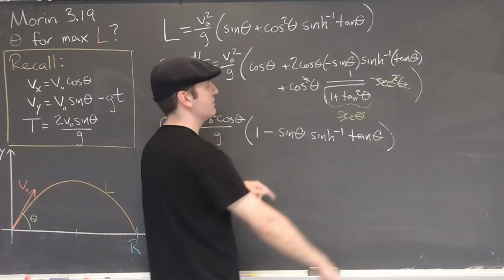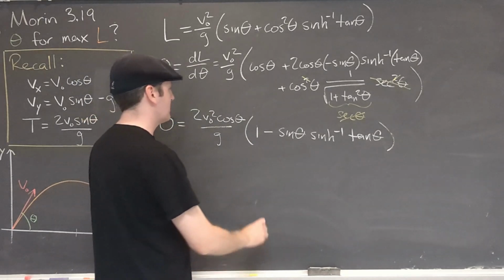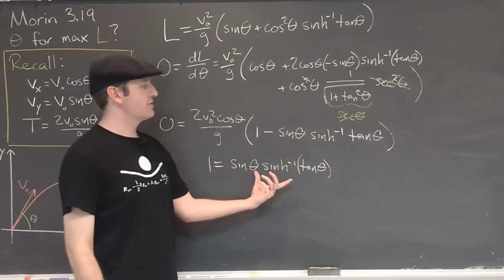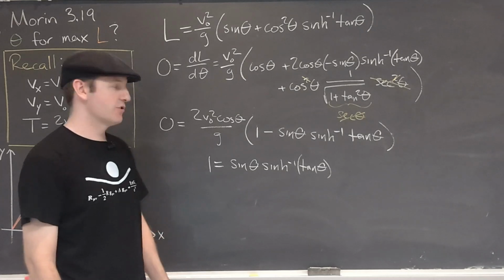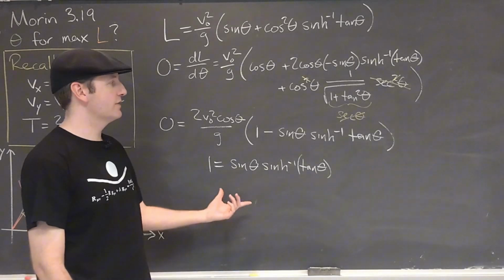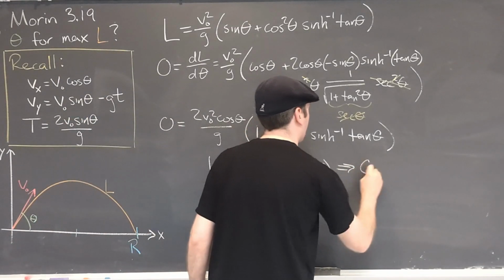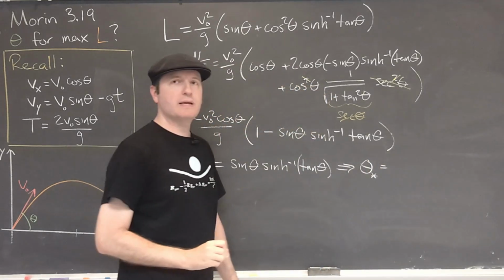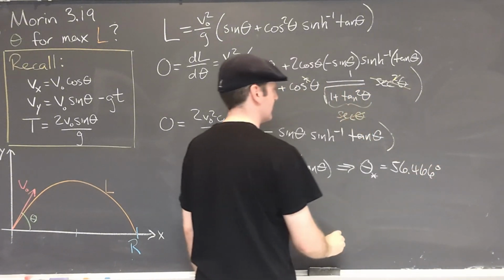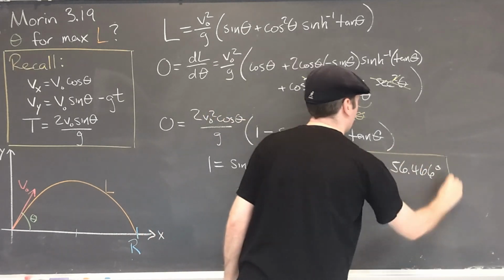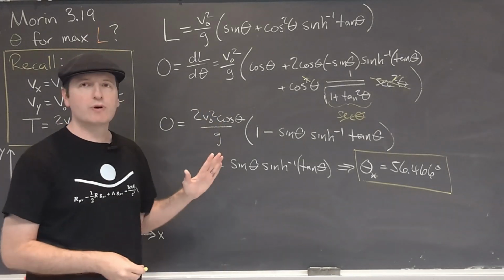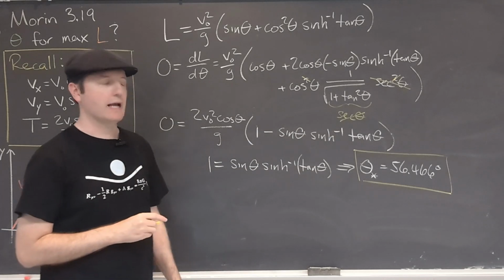That's when this term in parentheses is equal to 0, which means it is the angle that satisfies this transcendental equation. Now, unfortunately, solving this analytically is impossible, but you can go ahead and calculate the numerical value, which ends up being about 56.466 degrees. That's kind of interesting. It's a little bit larger of a launch angle than the 45-degree maximum range angle.